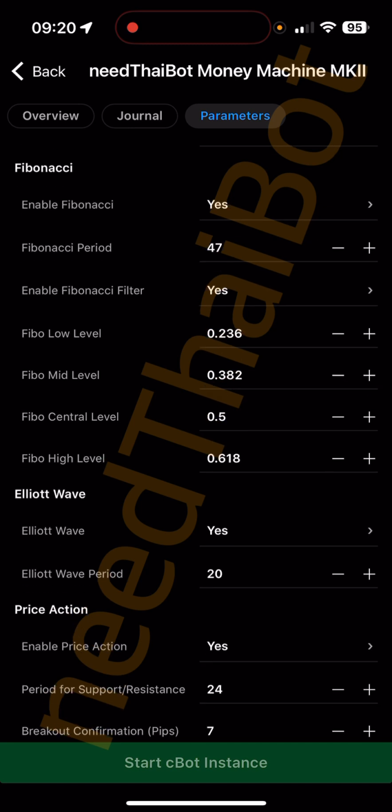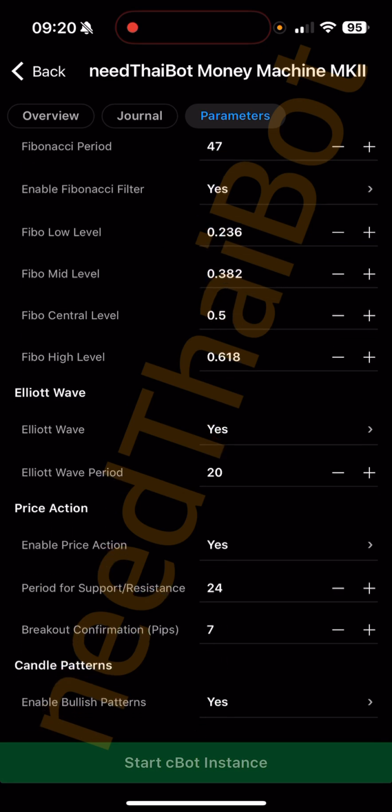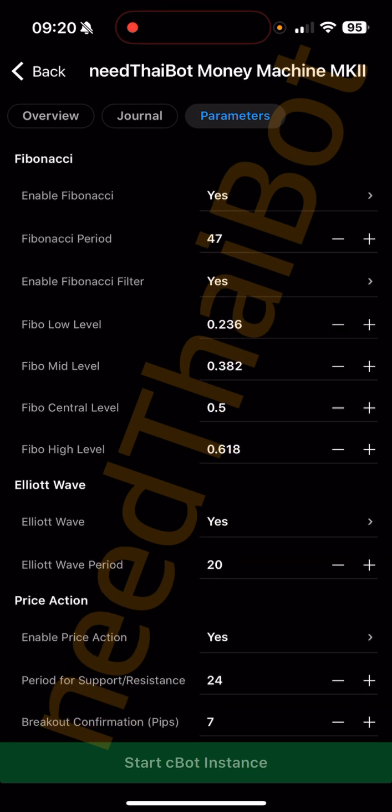And we have Fibonacci. We updated the Fibonacci retracement and added a filter with low, mid, and high levels. Only the latest version has this feature, and the Elliott wave strategy. Only the previous versions of the full version have this, especially this one. On the Money Machine Mark II, we have the Elliott wave strategy and the full Fibonacci retracement for you to set up.